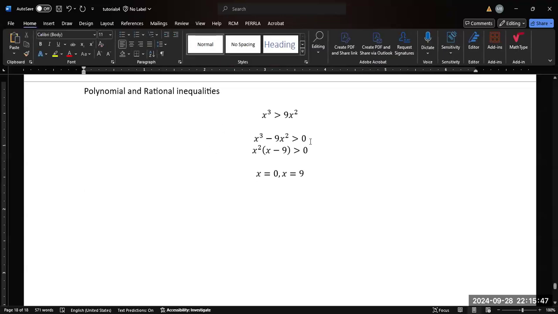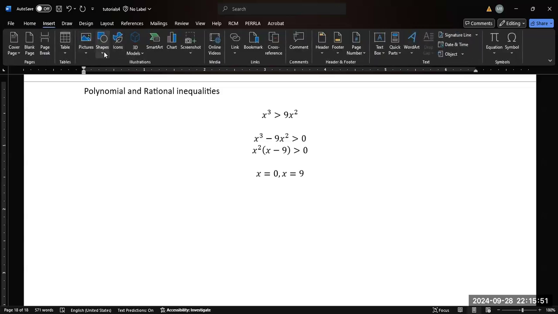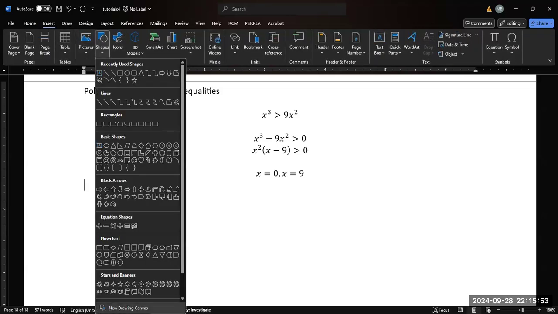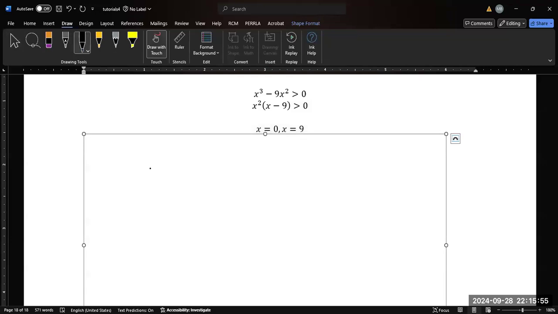So let's draw our sign chart. Zero and 9. Now, one thing that's going to happen when we work with the 0, there is not going to be a sign change on either side of the 0 here, and that's because this root is repeated. So the 9 will change sign, but this one won't change sign.